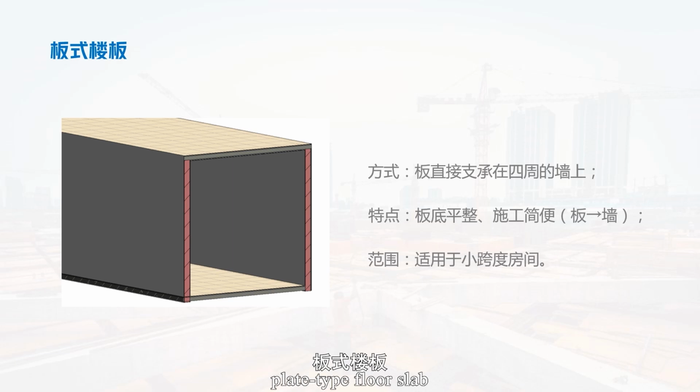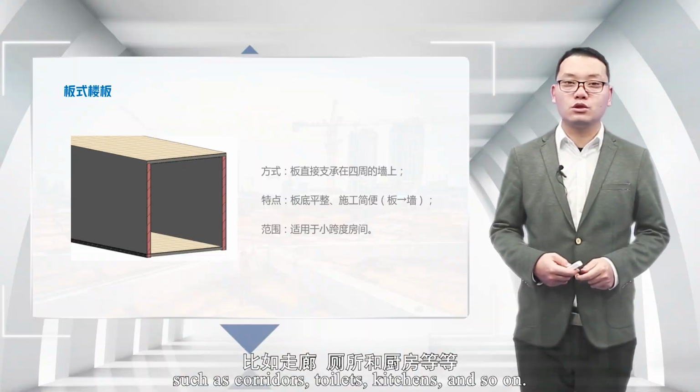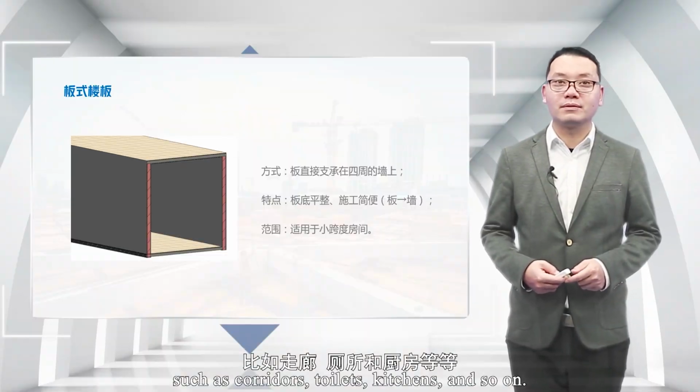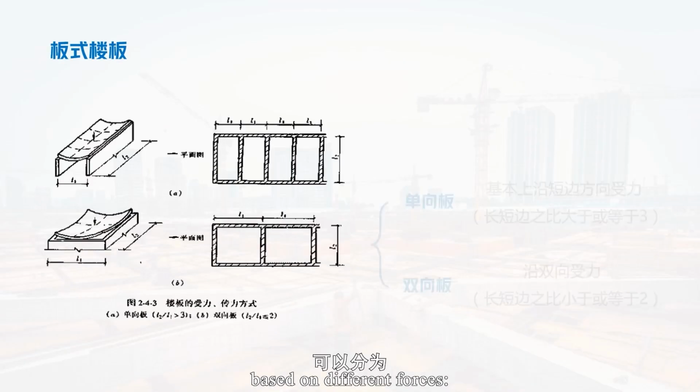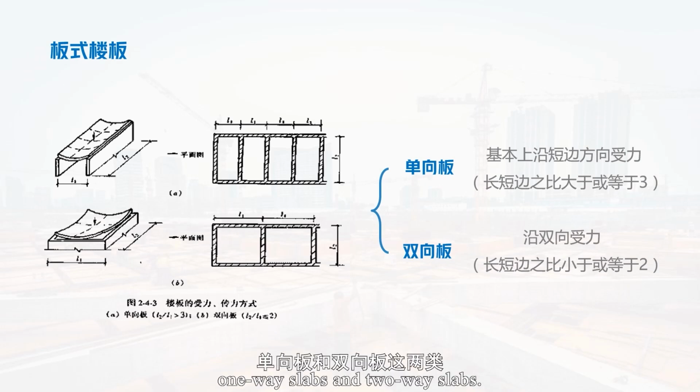Plate-type floor slab. Flat bottom, easy construction. Force transmission: slab to wall. Suitable for small span rooms, such as corridors, toilets, kitchens, and so on. Plate floor slabs can be divided into two types, based on different forces: one-way slabs and two-way slabs.